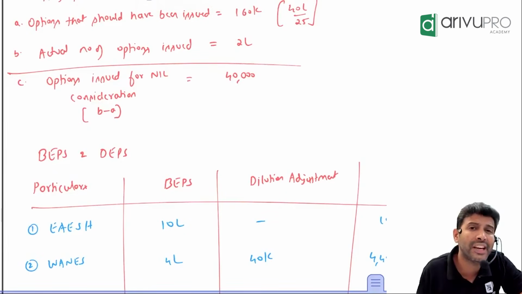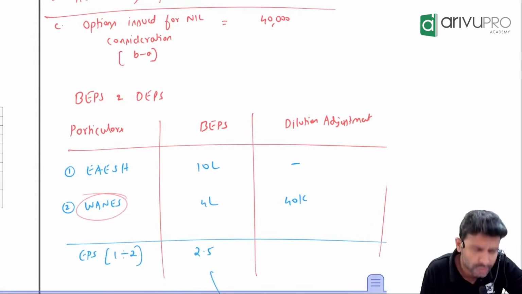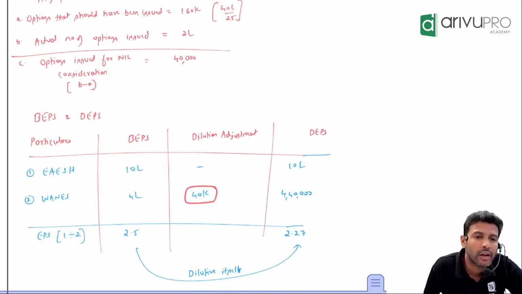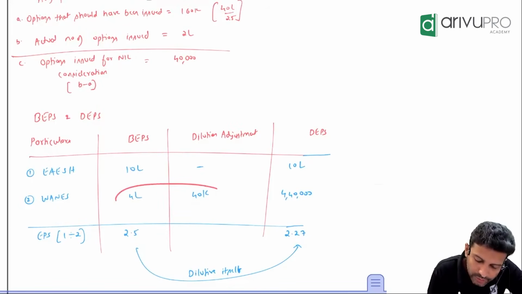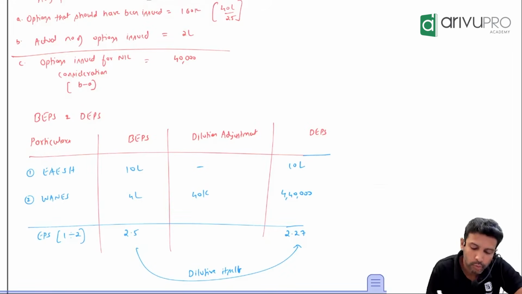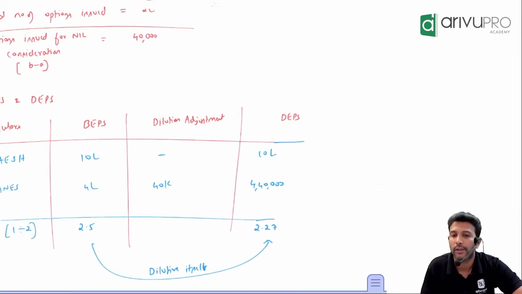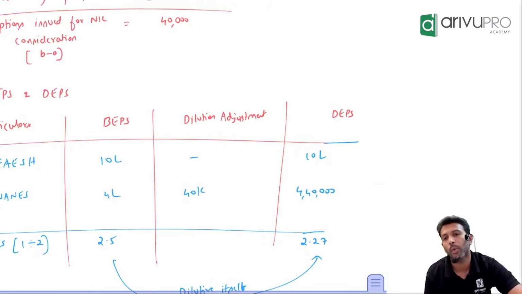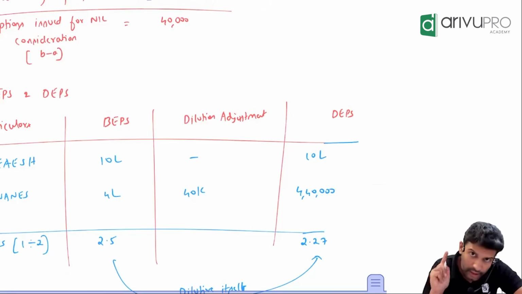Yes. How many shares have you given for free? 40,000. Is this the value or number? Number. The denominator captures value or number only? Number. So the dilution adjustment is 40,000 shares. So what is the total denominator for diluted EPS? 4 lakh plus 40,000, which is 4 lakh 40,000. This is your earnings, this is your denominator. Calculate diluted EPS: 2.27.